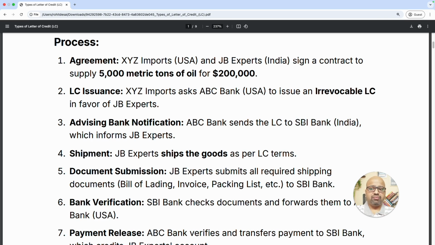Because if the bank is not providing proper service, change your bank. That's the only way you can handle it. So then next comes the shipment. JB Experts, once the LC is ready, I'll start producing the product.